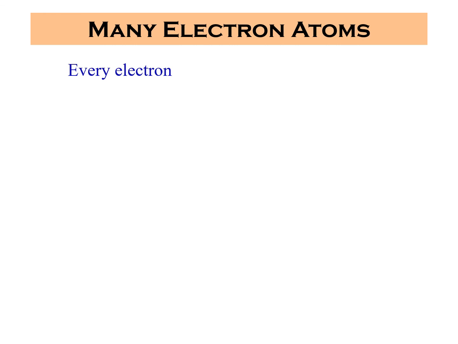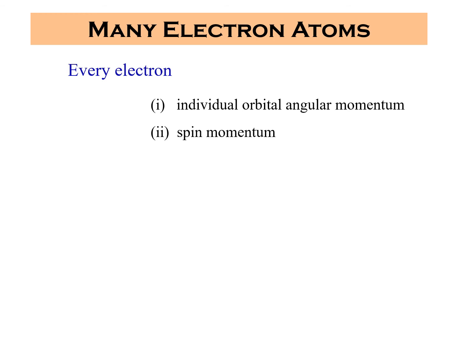Now coming back to the position that an electron, when it resides in an atom, can have an individual orbital angular momentum as well as a spin angular momentum or spin momentum. These two are vector quantities.